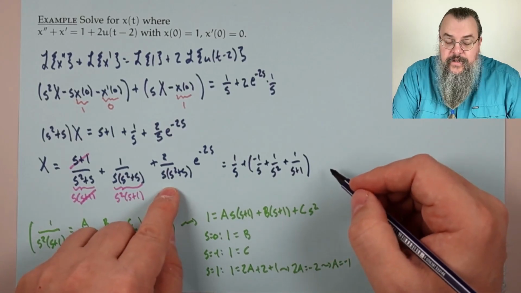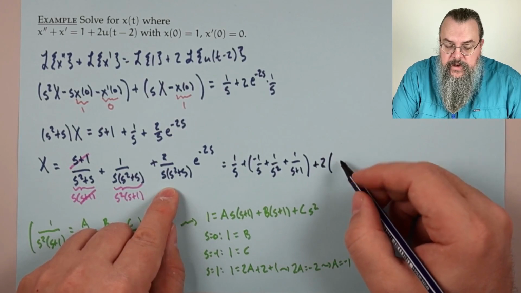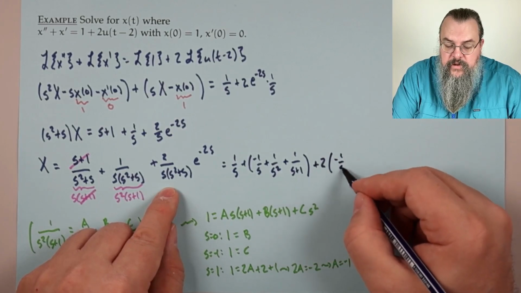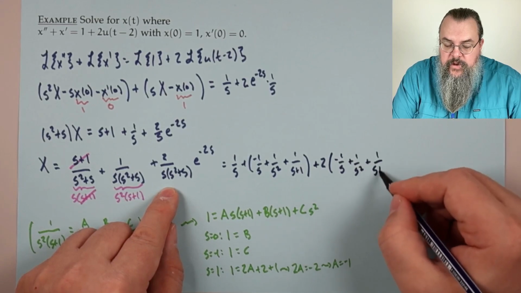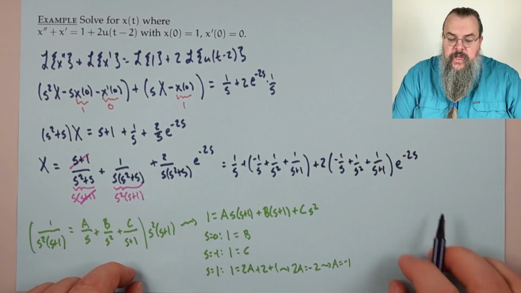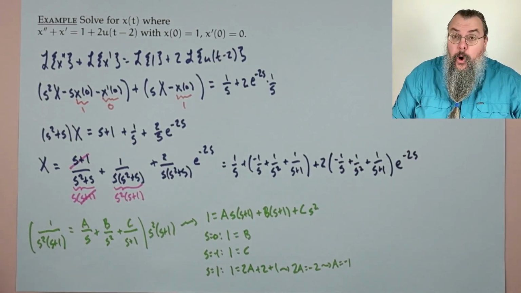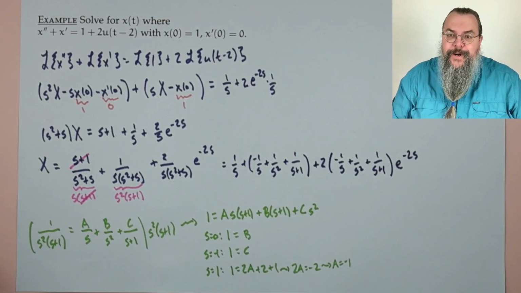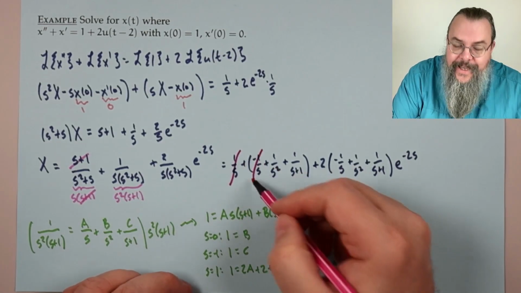Now here, it's the same thing. We'll just factor 2 out. 2, then we have a minus 1 over s plus 1 over s squared plus 1 over s plus 1 e to the minus 2s. And at this point, we're like, ooh. Our preps are like, oh, we're somewhere in that range, right? Because cancellation.